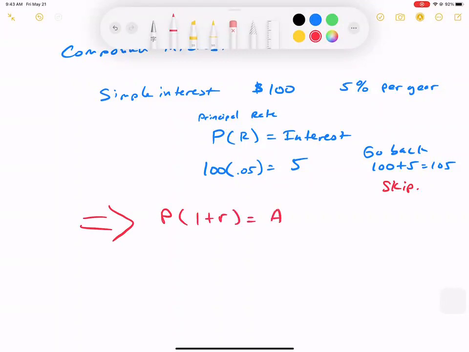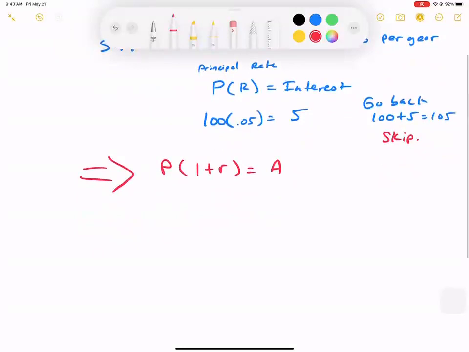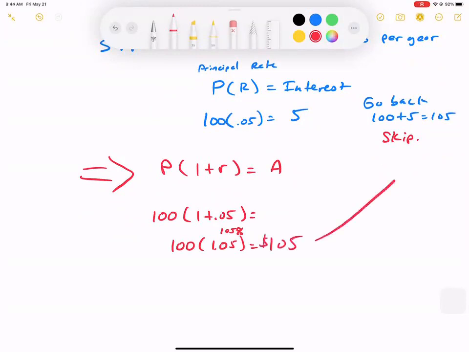Okay, so we're going to change this simple interest, this idea of the simple rate, and try to make it a little easier for us to use. Because if I have my principal of 100 now, and I multiply that by 1 plus 0.05, this becomes 100 times 105%. And if you plug this in your calculator, that's $105, which is a faster way than doing these as separate steps.